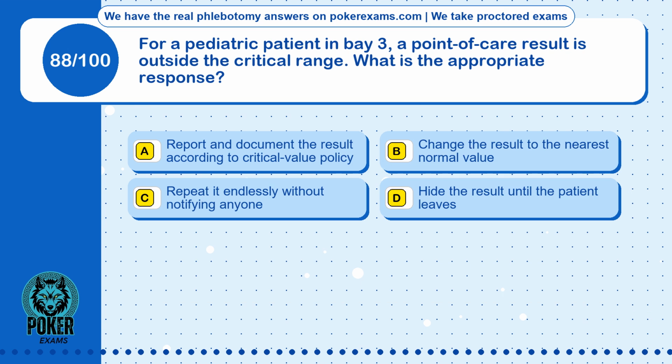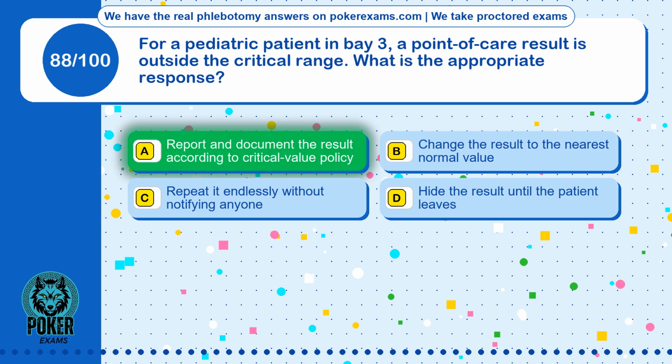Question 88. For a pediatric patient in Bay 3, a point-of-care result is outside the critical range. What is the appropriate response? Option A. Report and document the result according to critical value policy. Option B. Change the result to the nearest normal value. Option C. Repeat it endlessly without notifying anyone. Option D. Hide the result until the patient leaves.